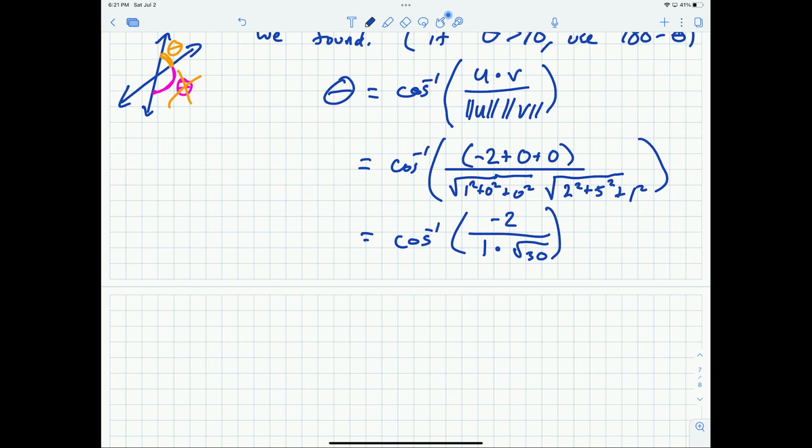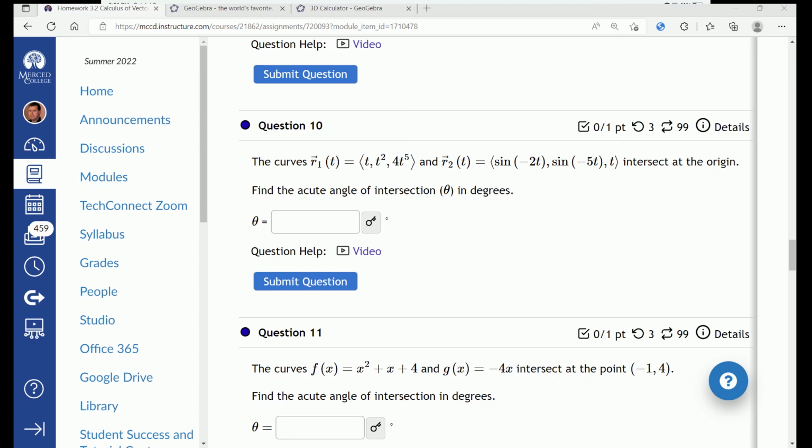And how are we going to type our answer, in radians, maybe? Oh, no, they want degrees. So -2 over root 30. I'm going to go back to my web browser, and how would we do this? So let's go back to my web browser. Where's my web browser? Give me my web browser.